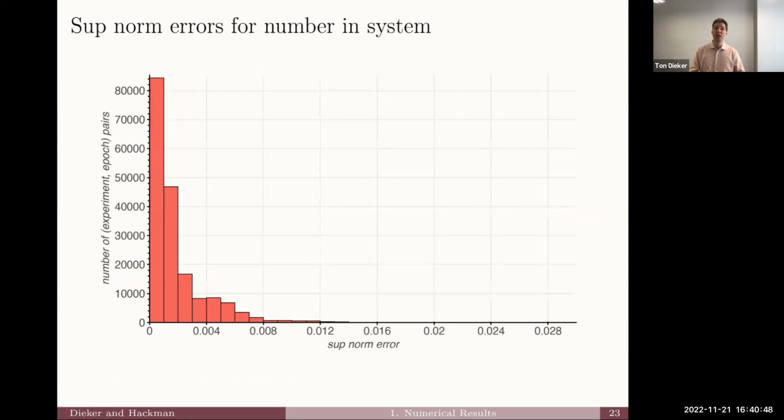Each experiment generates 1,000 distributions because there's 1,000 epochs. So here's a histogram of these 180,000 distributions. And as you can see, the bulk of the distributions have a sup norm error less than 0.5%. And this is for the virtual wait time, very similar.